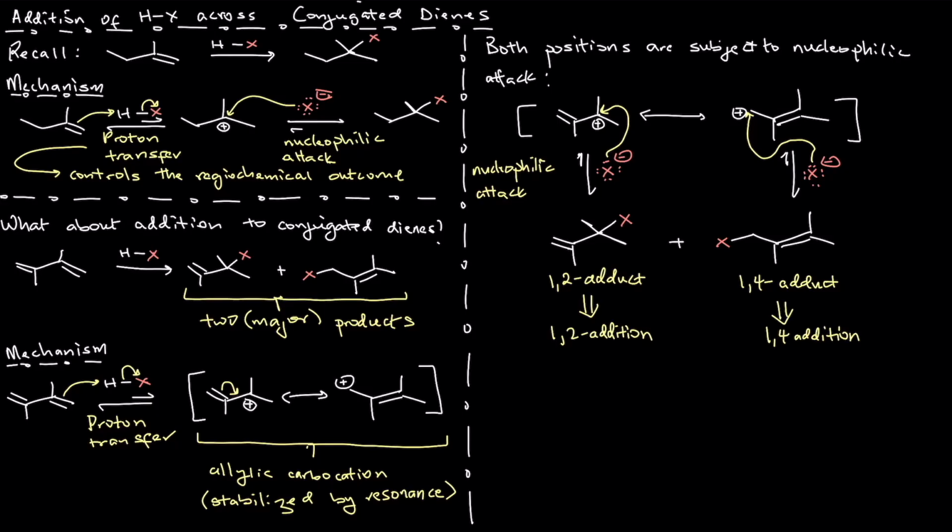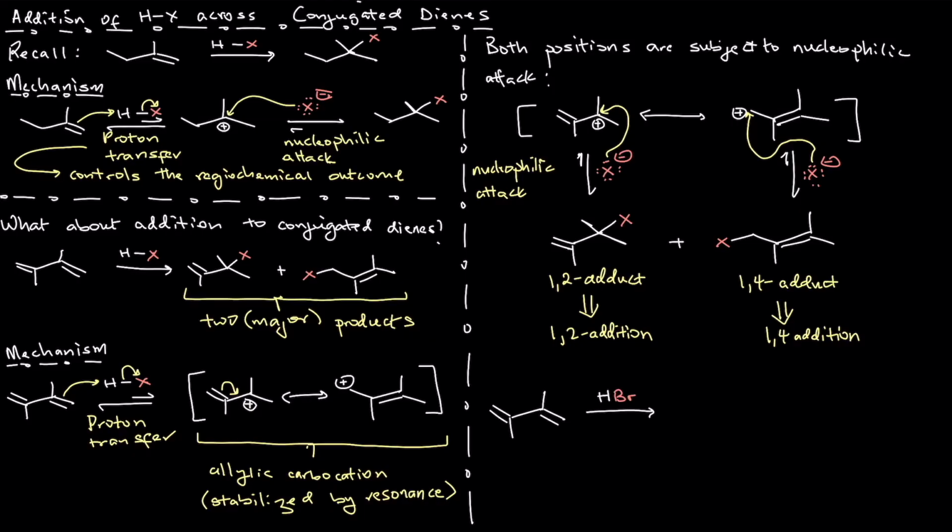So the so-called 1,2 adduct is called that because it comes from a 1,2 addition pathway where the two groups are added on carbon 1 and carbon 2 on the chain. And the 1,4 adduct is called this because it comes from a 1,4 addition where the two groups, the hydrogen and the halide in this case, are on carbon 1 and carbon 4.